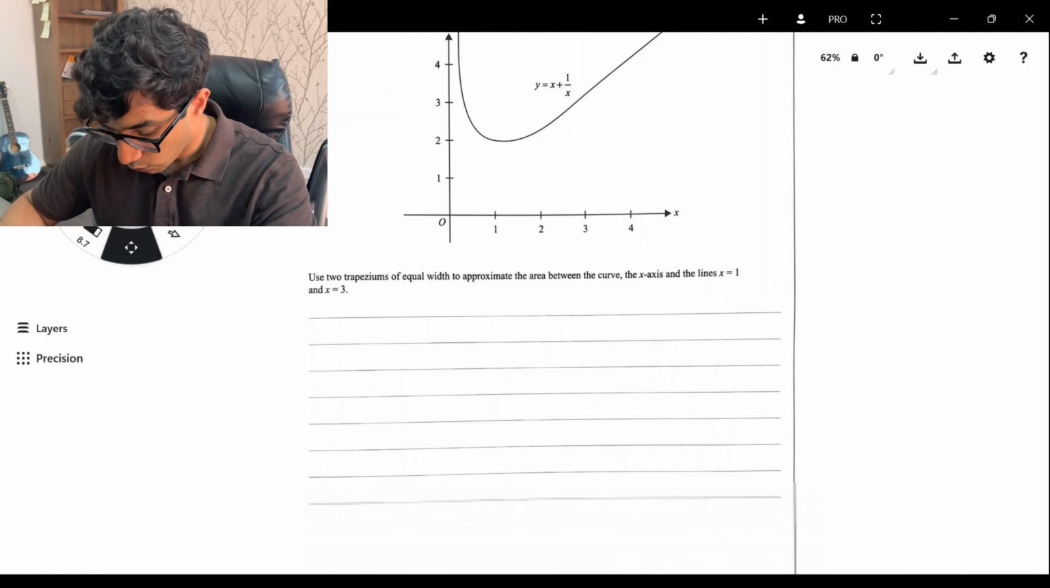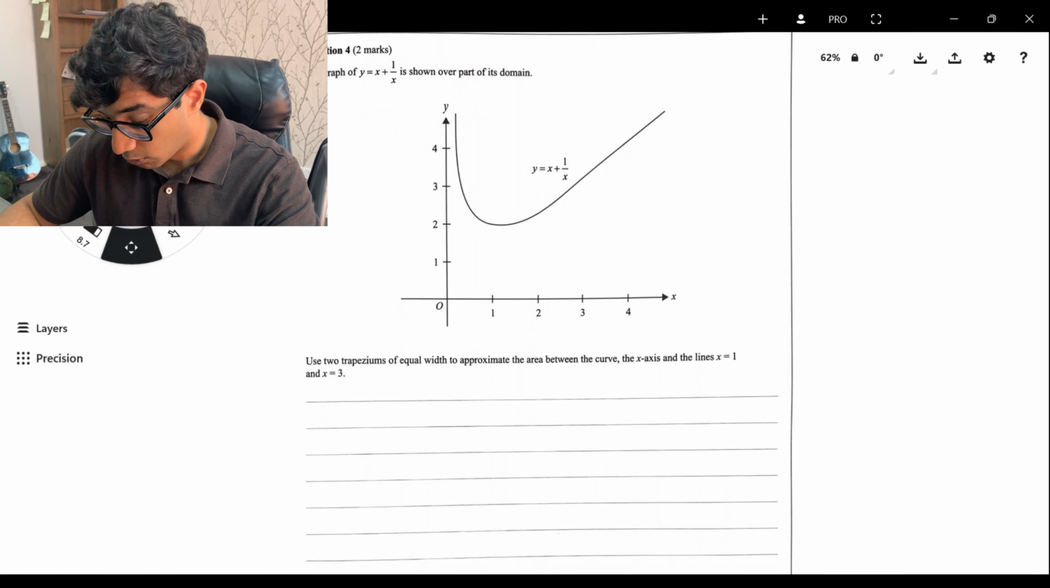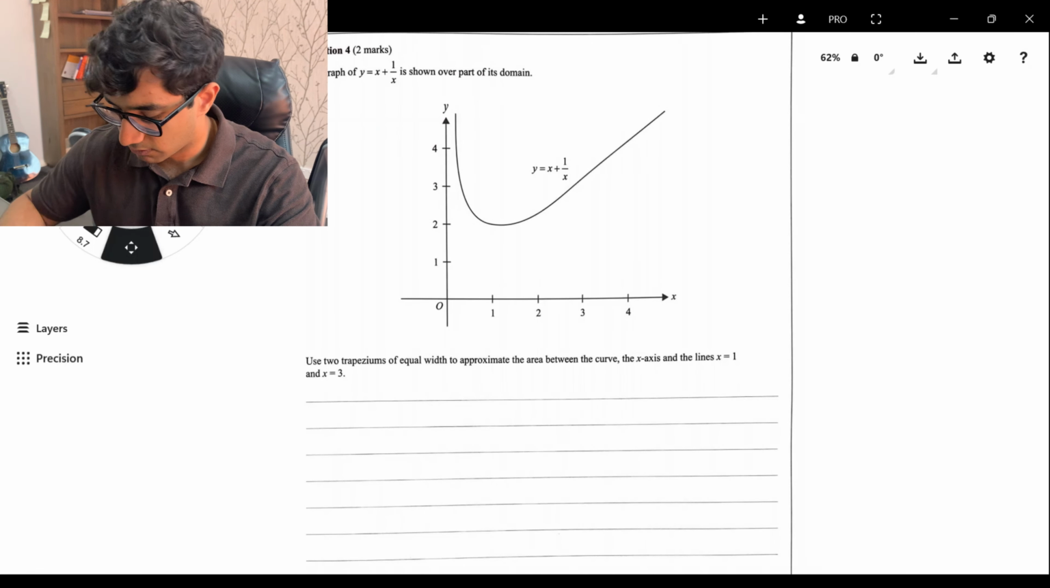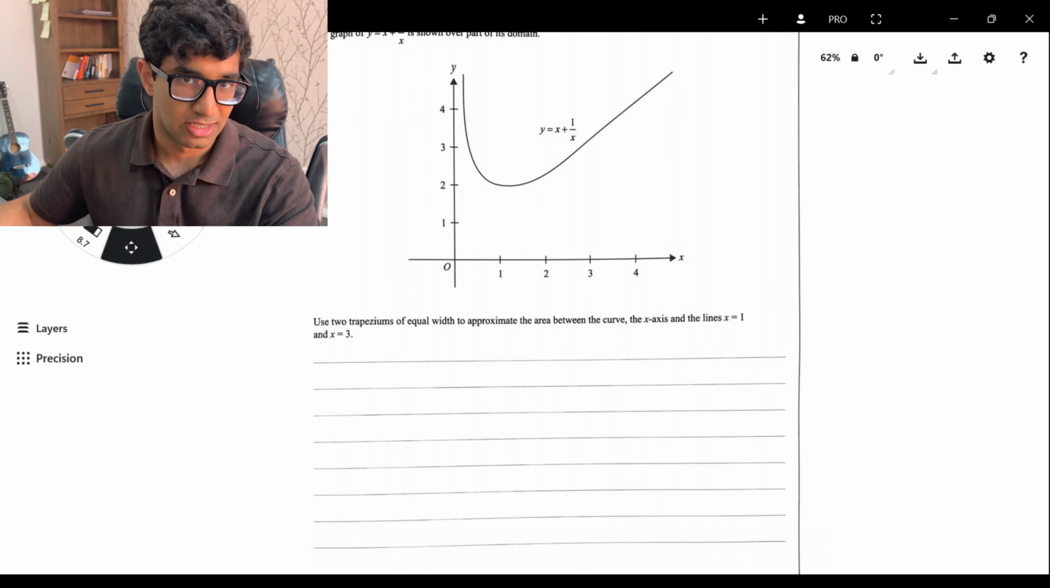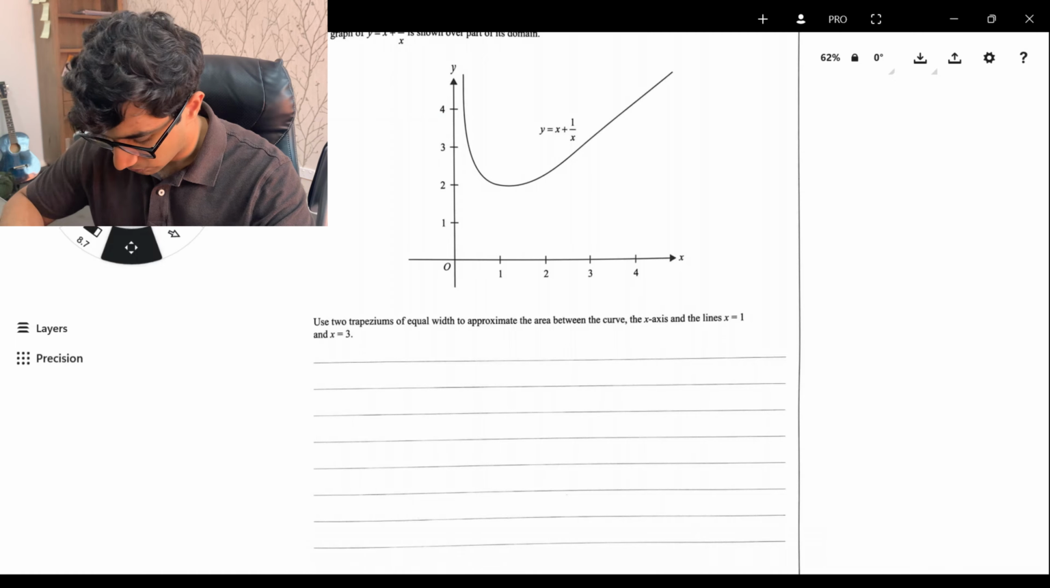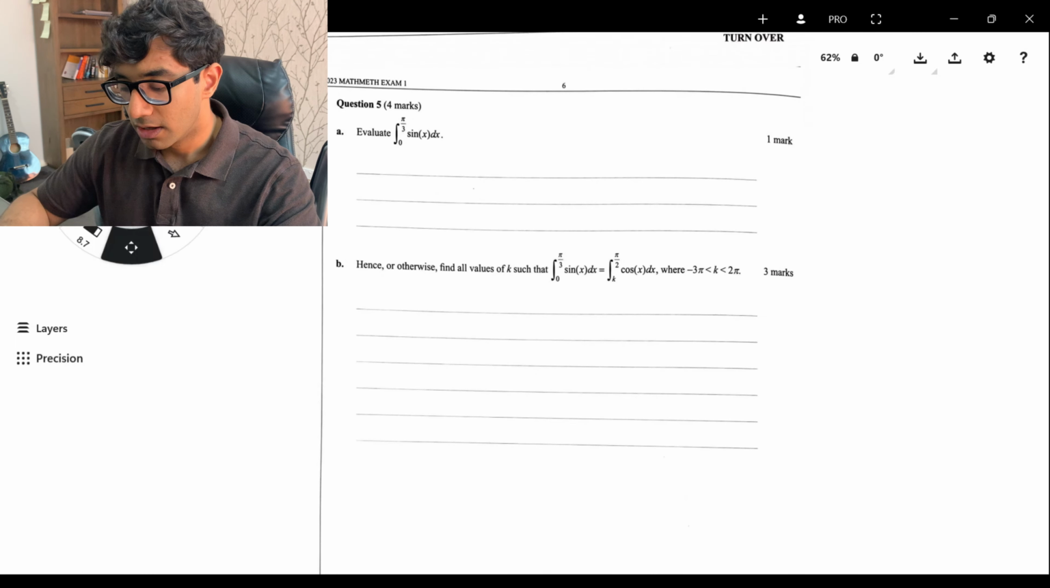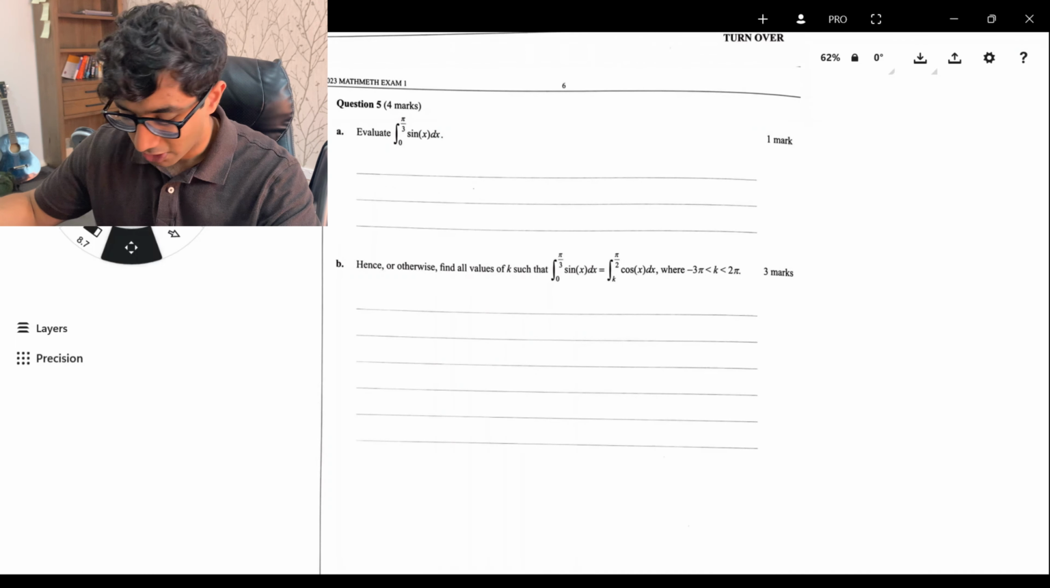Question 4, use two trapeziums of equal width to approximate the area under the curve. So we're just going to be using the trapezium rule. Once again, I don't think that's anything to stress too much about in this case, so that's fine. Question 5, evaluate an integral, not too hard.